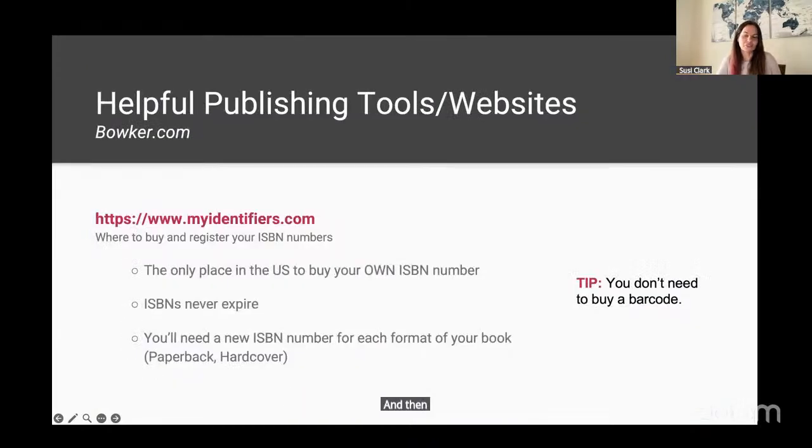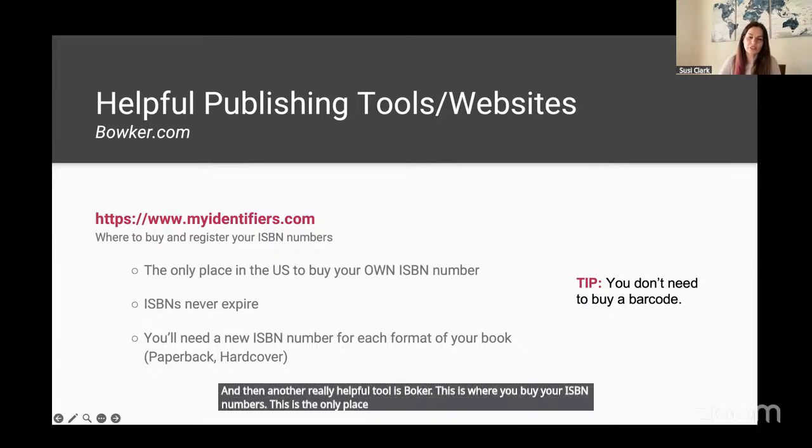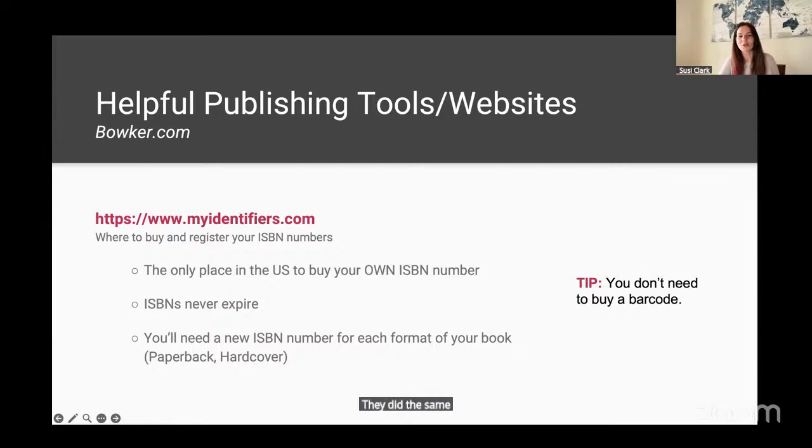And then another really helpful tool is Bowker. This is where you buy your ISBN numbers. This is the only place in the US to buy your ISBN numbers and make sure they're fully yours. There are so many other spam websites out there that will sell you discounts and deals, but they did the same thing, went to Bowker, bought the 1000 pack or something, and then they're just selling those in pieces. So it's really important that you create your own Bowker account. And again, I walk my authors through all of this so that they have all the right things before we upload. You can buy just one ISBN number, and that costs $125.